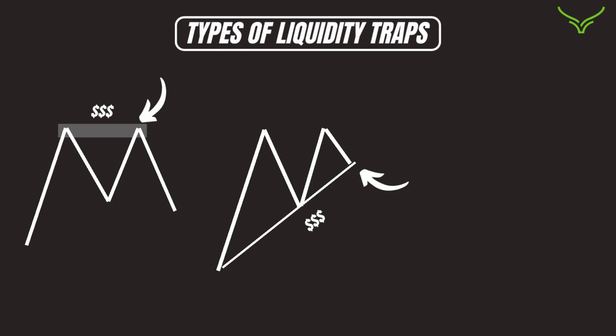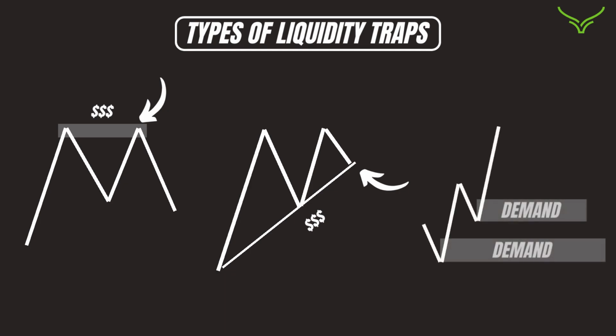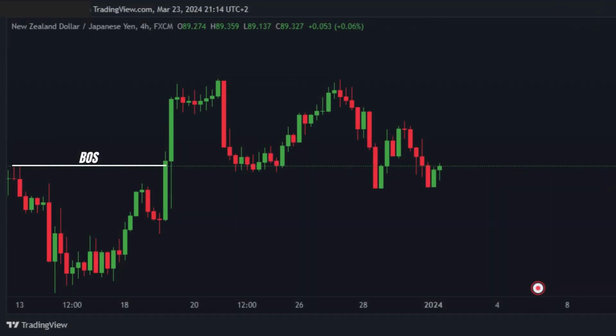Lastly, liquidity traps can manifest as order blocks. When two order blocks stack on top of each other, the first block acts as an inducement, enticing smart money traders. As they enter positions, liquidity is generated below. Recognizing these prevalent types of liquidity traps empowers traders to align their strategies with institutional players, potentially enhancing their trading success. Let's demonstrate this with a real price chart.